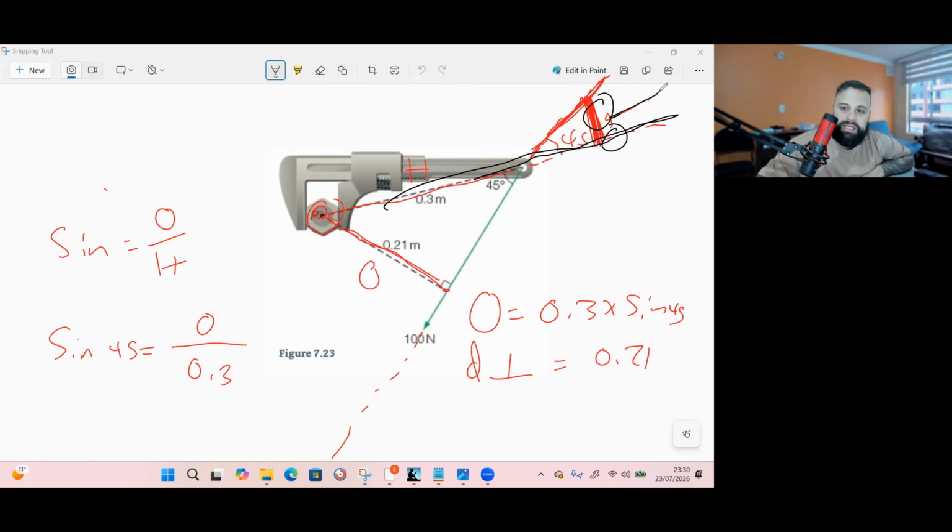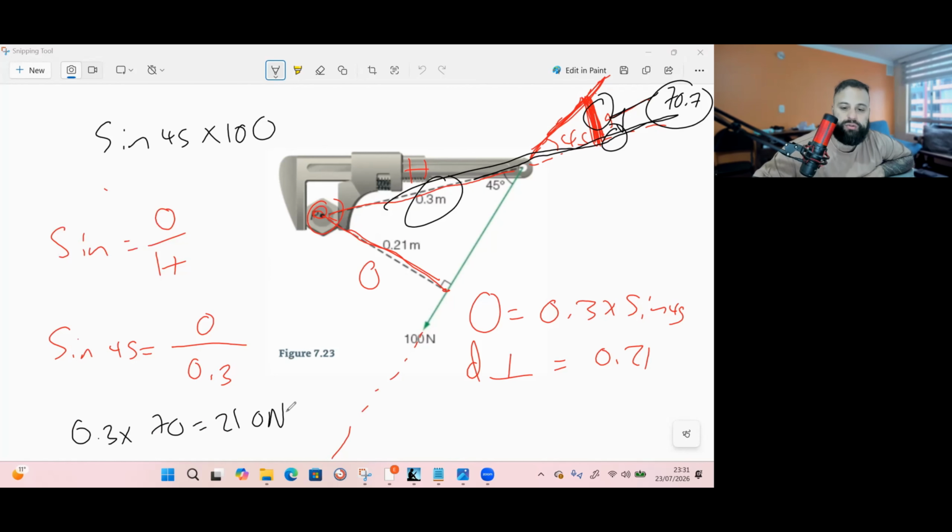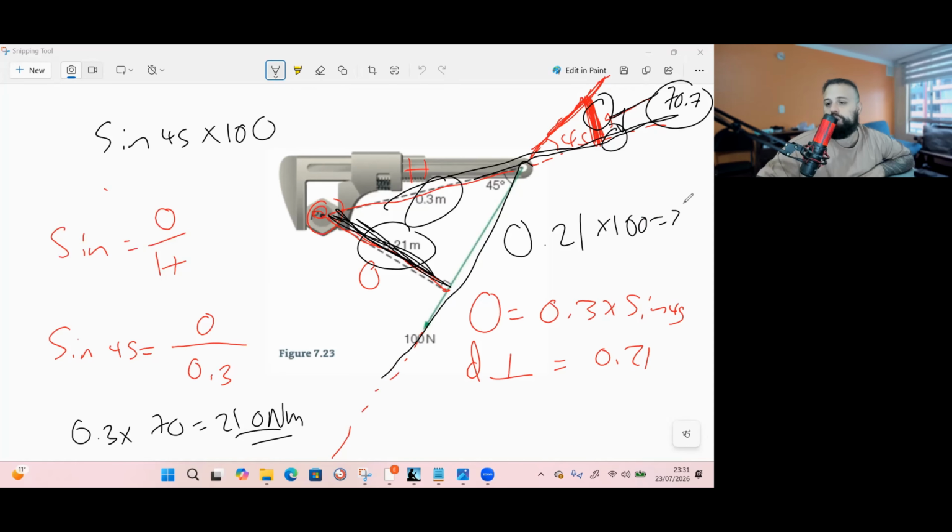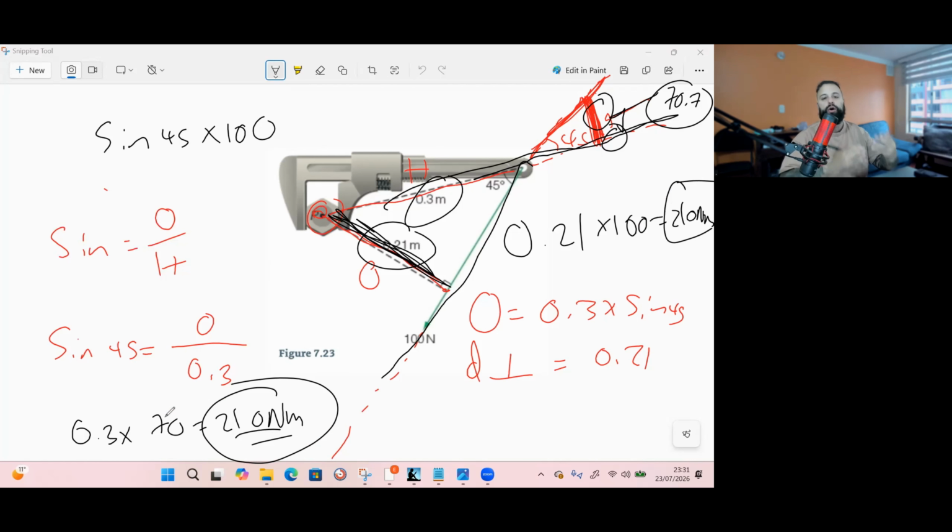So if I wanted to do this, I could have just done it as sine 45 times by 100, okay? And that would get me to 70.7 newtons. If I did 70.7 times by 0.3, so let me just times it by 70, I get roughly 200 Newton meters, okay? Let's just check it with this. If I did 0.21, use that distance, and I used 100 Newtons there, and times the 2, I'll get 210 Newton meters. Either way, I get the same moment. But they both, the forces and the distance need to be perpendicular. That is the main point.